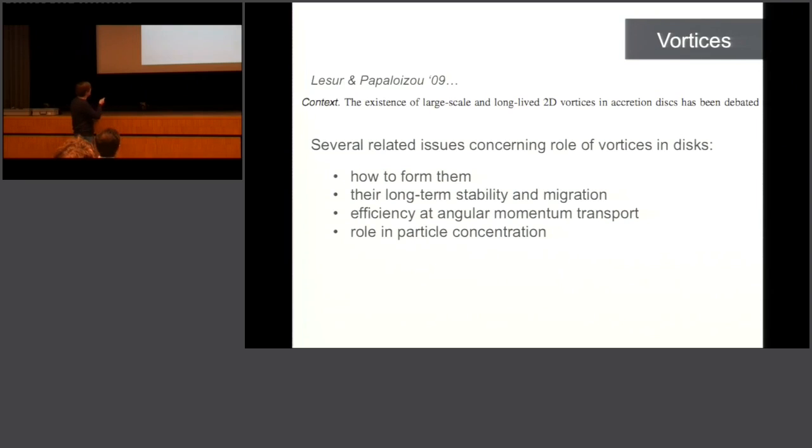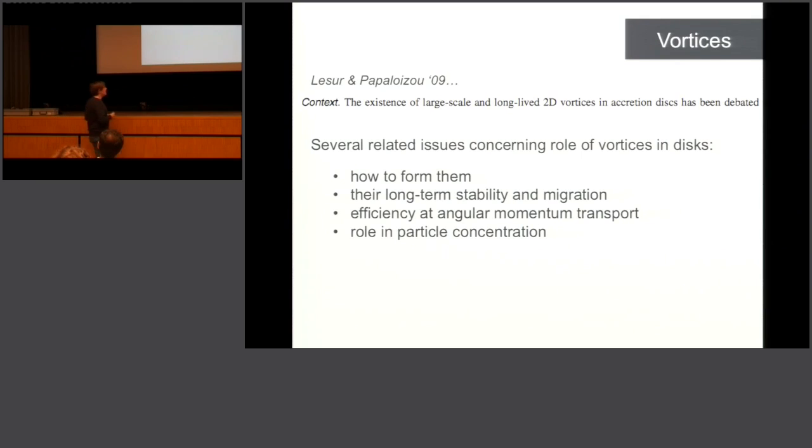This is an astronomy and astrophysics paper, where they start with the context even in the abstract. Lyra and Lin, now 6 years ago, began the abstract with the context: the existence of large-scale and long-lived 2D vortices in accretion disks has been debated for more than a decade. And indeed, vortices involve a whole bunch of interesting and complicated issues that are quite interlinked and related.